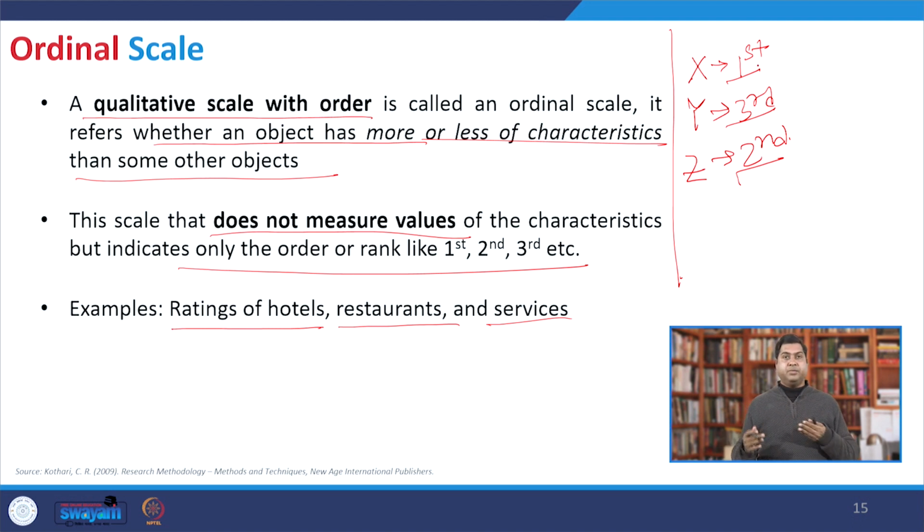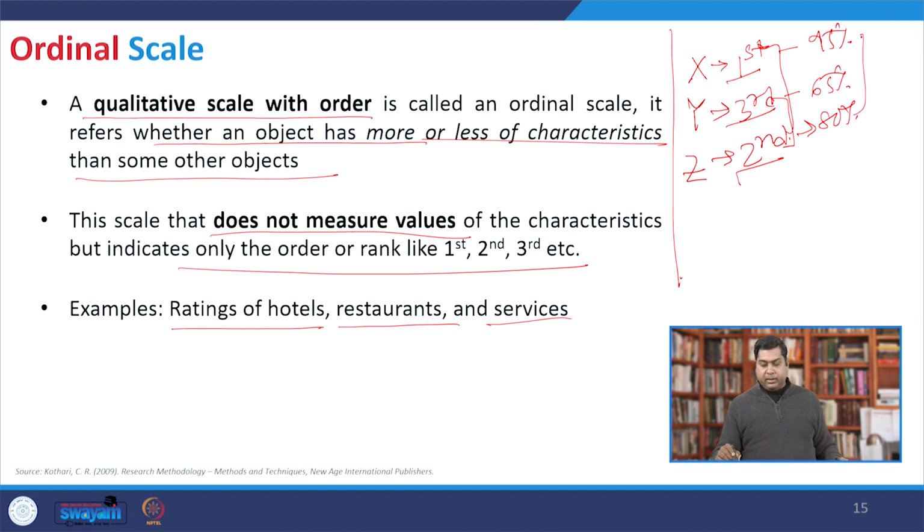In order to assess something we need extra information. For example, for first it is 95% marks, for third it is 65% marks, and then it is 80% marks. So the difference between first and second and between second and third may not be the same. Probably I just change this value, so this can be say 60%, it can be any value. The difference between third and second is 20% marks, and for this it is 15% marks.